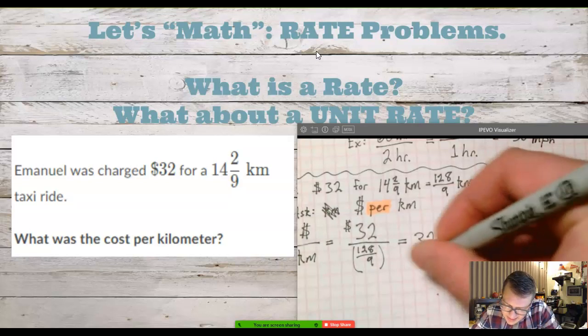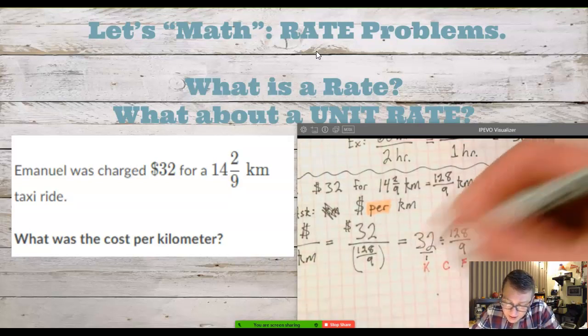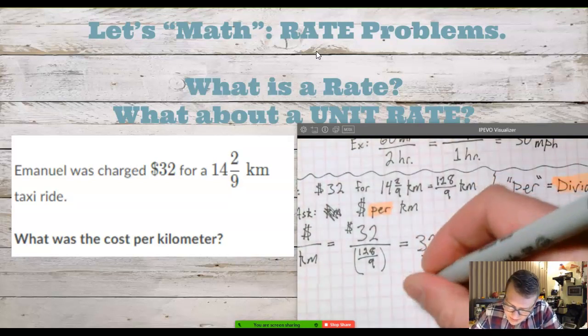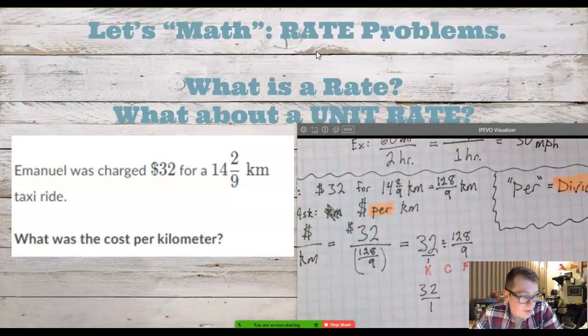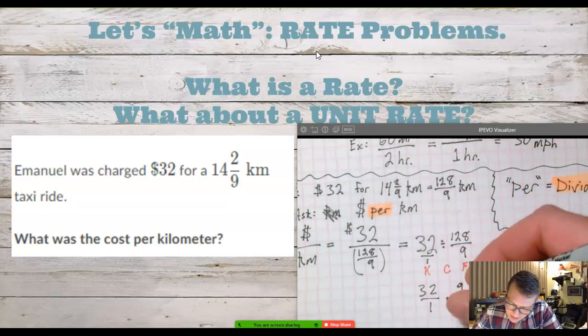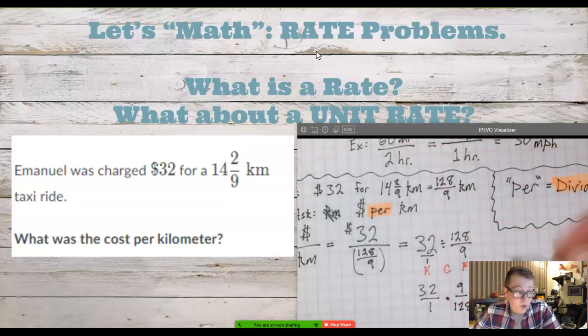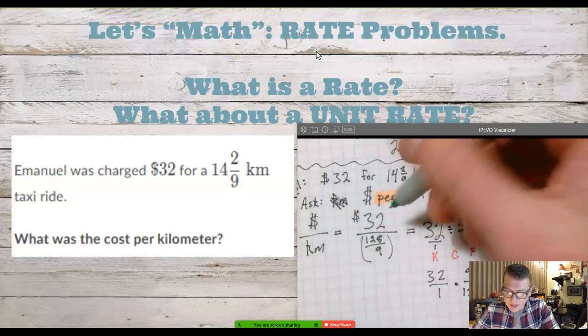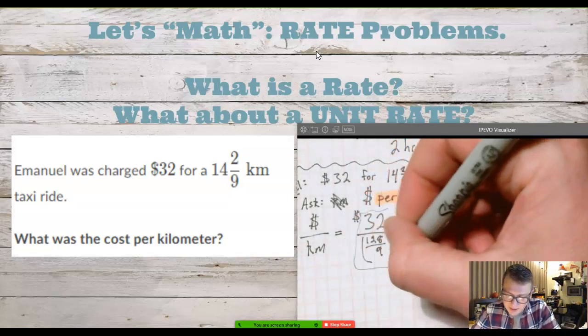And the math that is actually going to happen, we're going to let our calculator do all of this for us though, is 32, and we can put it over 1 if we want, times 9 over 128. Now, again, we don't have to do this. Our calculator is going to do it for us. What we type into our calculator, we just need to be careful about.